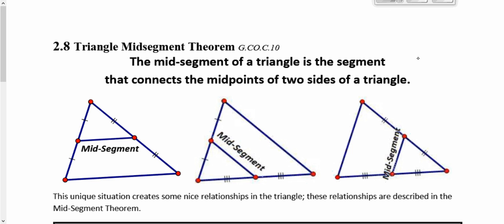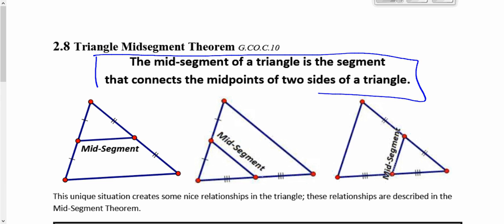Triangle mid-segment theorem. So let's talk about what a triangle mid-segment is. It's kind of in the name, okay? So if you have a triangle, the mid-segment is just some segment that connects the midpoints of two sides. And you know what a midpoint does to a segment, right? It splits it into two congruent segments, right?